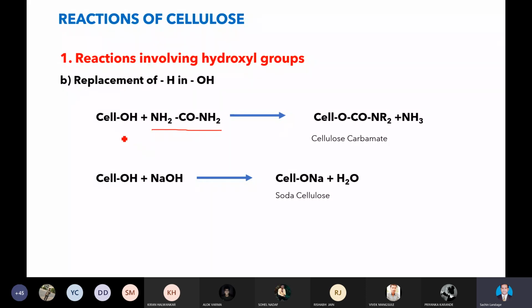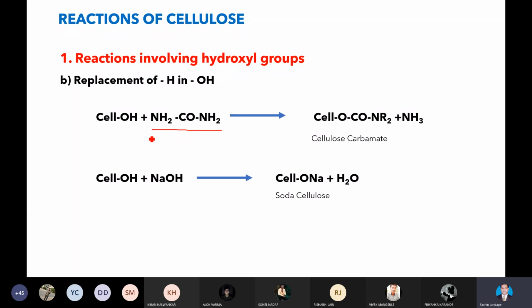Urea. When you carry out the reaction of cellulose with urea, this particular reaction is happening at one more stage, and I will tell you that. When the cellulose reacts with the urea, we are going to get cellulose carbamate over there, and there is evolution of ammonia gas. Now where does this particular reaction take place?